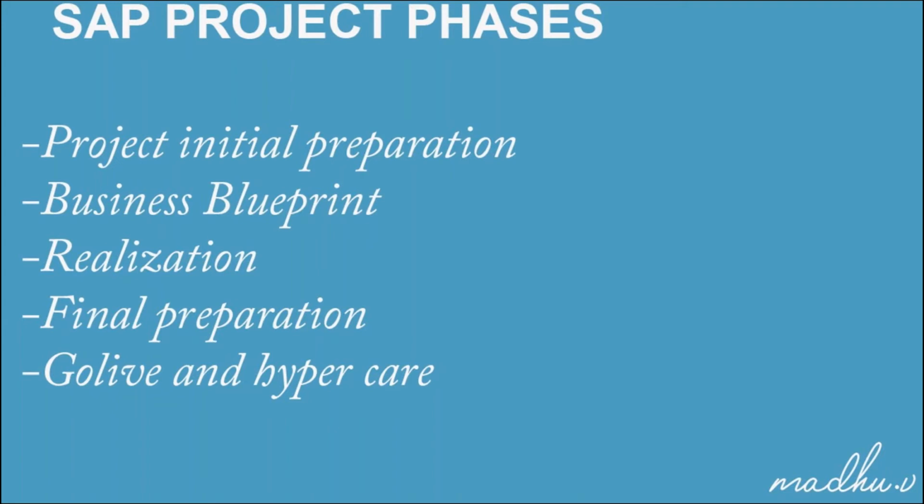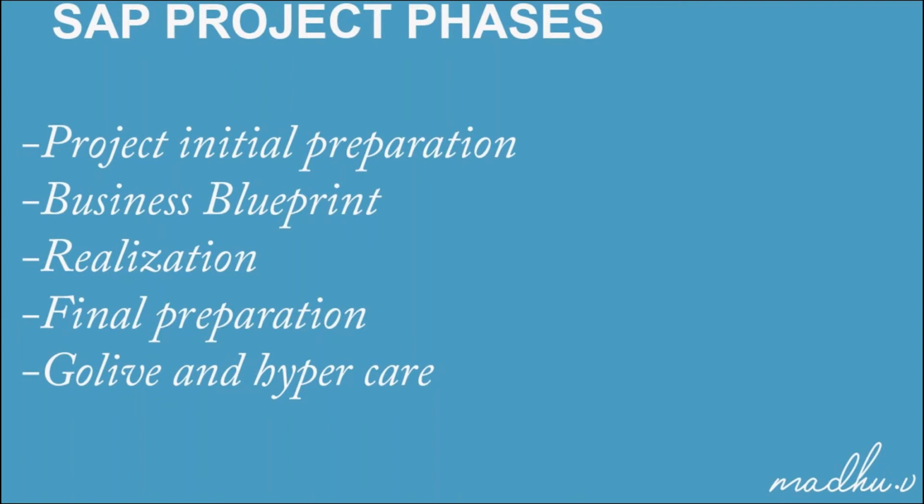In the blueprint document, we should provide the as-is process and the to-be solution. As-is is how they are currently doing it in the non-SAP system. And in the to-be section, we should write down how this is going to be done in SAP. So to-be is more like a solution in SAP. Once the client signs off or approves this blueprint, the next phase is realization.